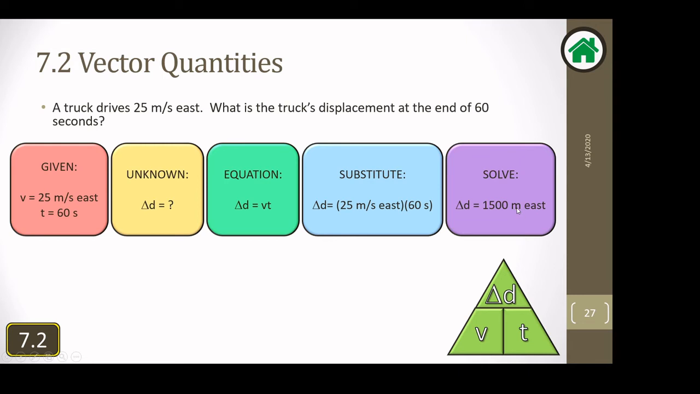Now let's talk about this unit, meters east. Well, meters per second times seconds. We've got seconds on the bottom here, and we have seconds on top here, so they're going to cancel each other out, and we're going to be left with just meters for our unit, and the direction is going to be the same as the direction of the velocity, so east. Does this make sense? Yes. We're solving for displacement. We got meters. Meters can be used to measure displacement along with the direction, so this works.